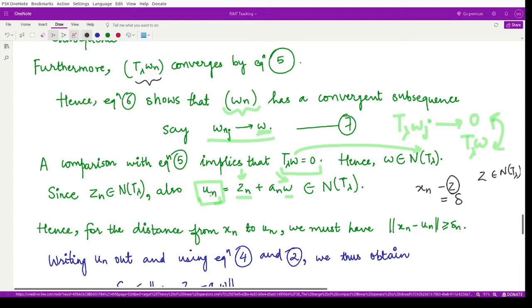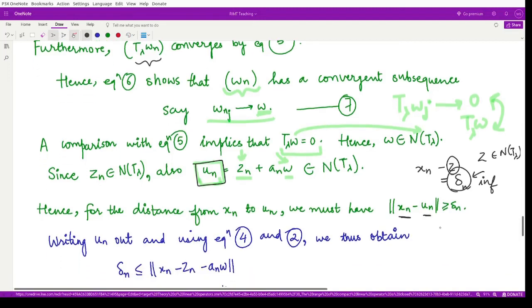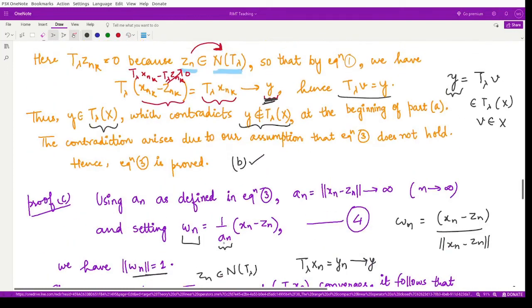So if you take some other element Un, its distance is going to be greater than this delta n. Why? Because this was the infimum distance. So that means the distance of Xn with Un is going to be greater than or equal to this delta n. So using all of these results here, and using equation number 4 and 2, let's have a look.